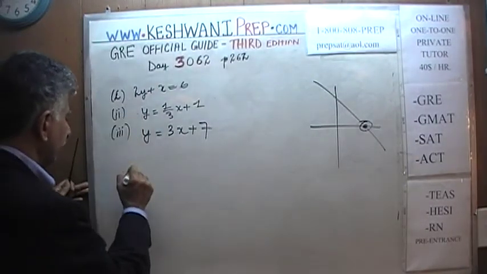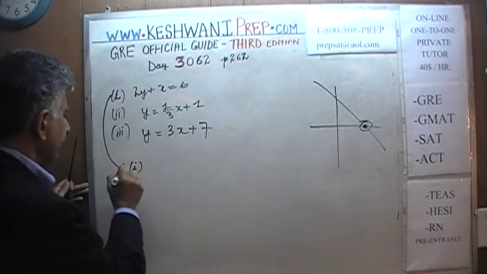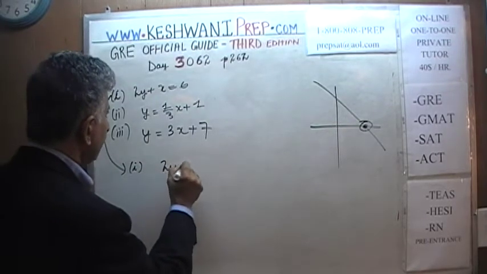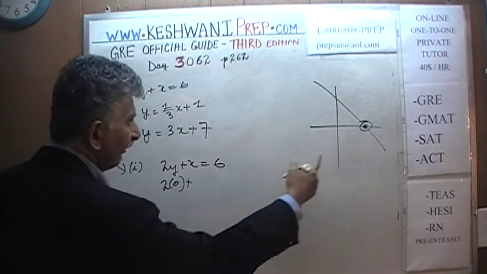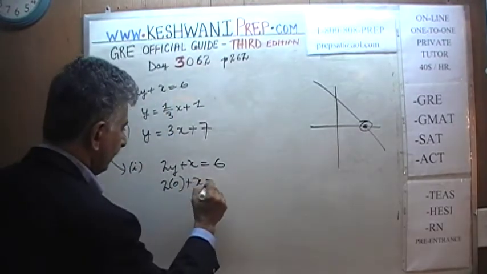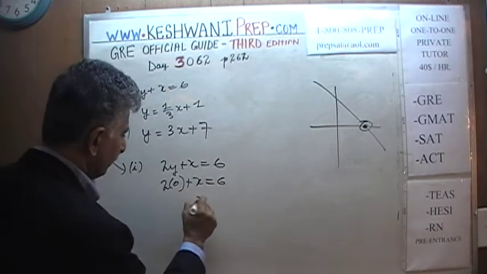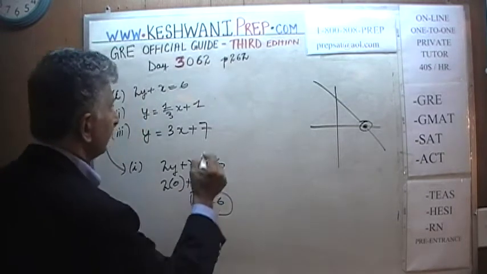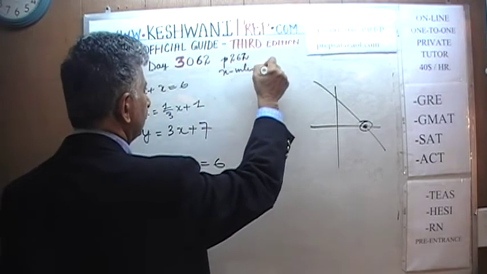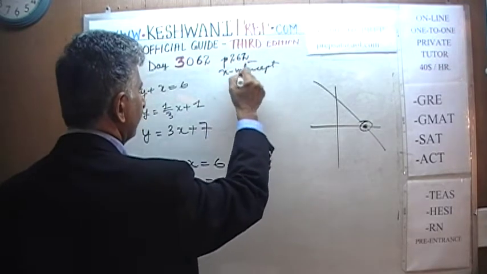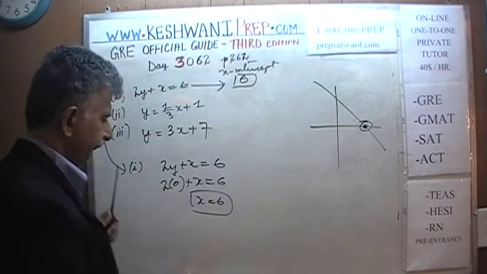So let's begin. Number 1 right here, 2y plus x equals 6. Put y equal to 0, because that's where it is. Y is equal to 0. 2 times 0 is just 0, so x is equal to 6. So for this one, the x-intercept is 6. That's the first one.